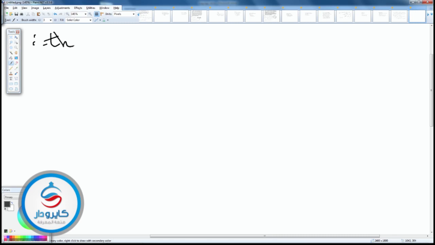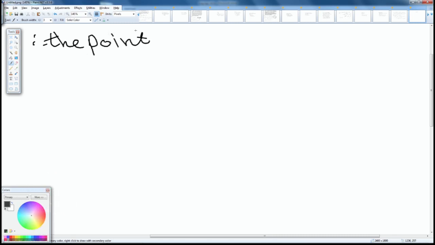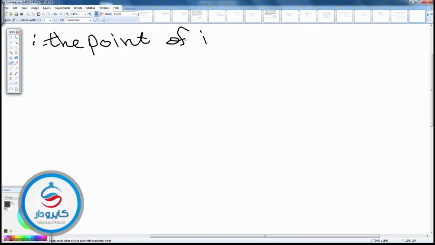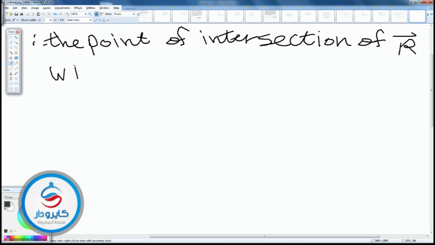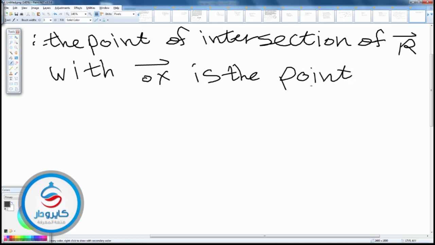Therefore, the point of intersection of vector R with OX is the point C equals ordered pair 7, 0.